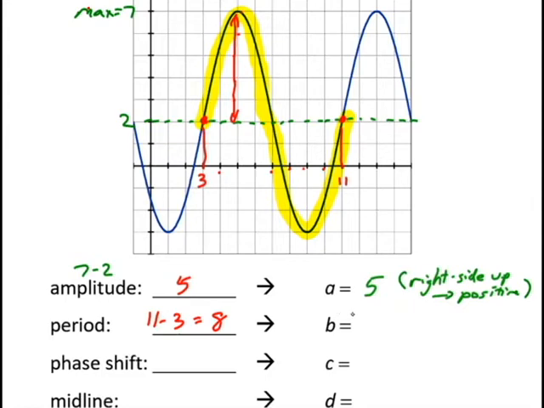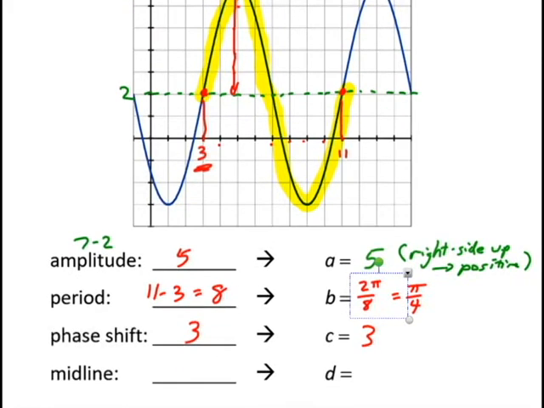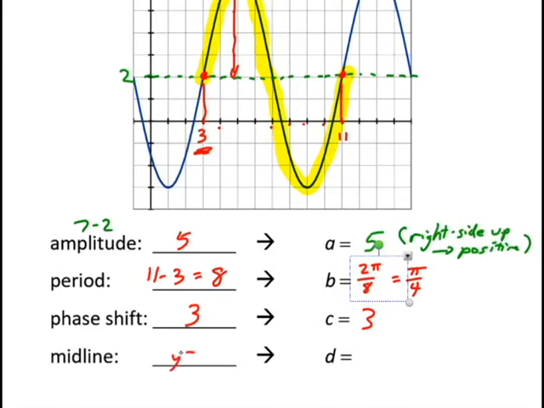To find b, remember it's 2 pi over the period, which simplifies to pi over 4. Notice that it's the same as when we used cosine. One period should always be the same width, regardless of which cycle you choose to highlight. Our phase shift, we start at 3. C is just 3. The midline is at y equals 2 again, and so d equals 2.